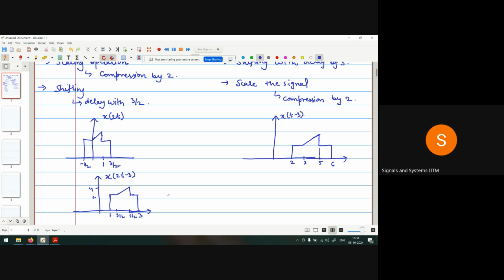Now what do I do? I have to compress this one by 2. If I compress this signal, what will happen? All the points will be divided by 2. So 2 divided by 2 becomes 1. 3 divided by 2 is 3 by 2. 5 divided by 2 is 5 by 2, and 6 divided by 2 is 3, and that signal is x of 2t minus 3. So whether I go with this or with this, we get the same answer.